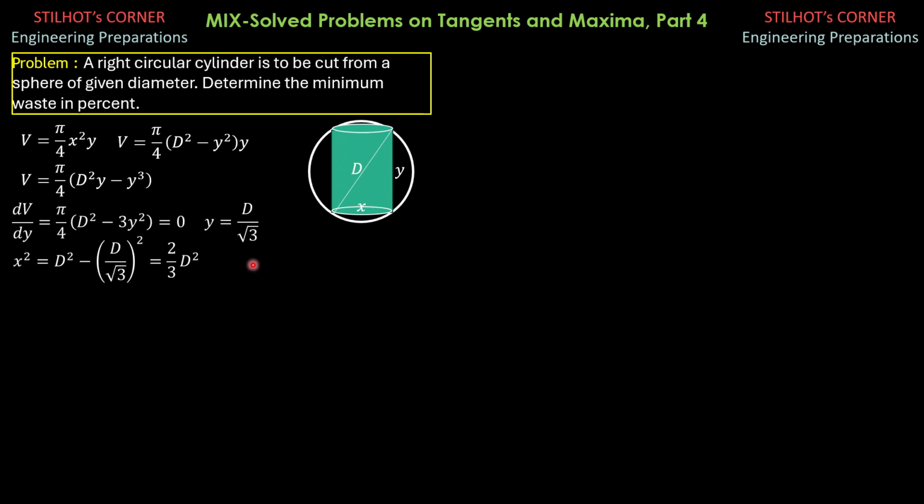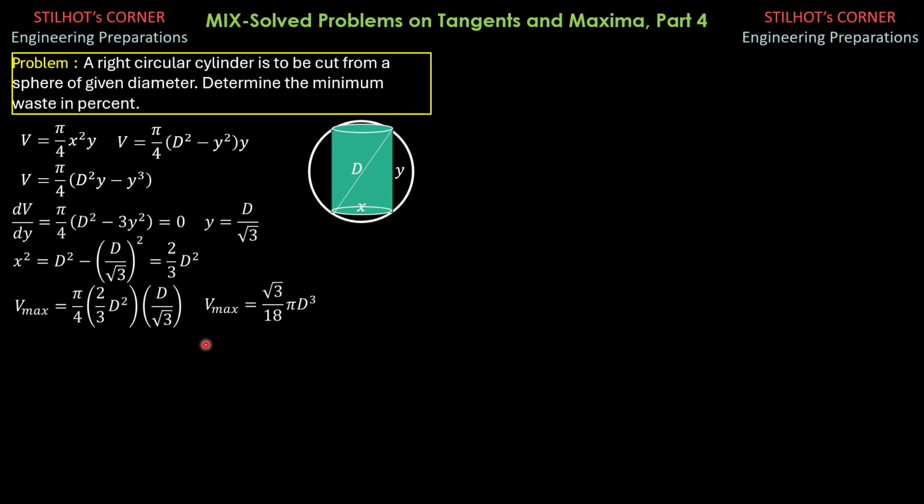and that is 2/3 of d squared. The maximum volume of the right circular cylinder, therefore, is obtained by substituting into this equation, where x squared is 2/3 d squared and y is d over square root of 3. So Vmax is pi over 4 quantity 2/3 of diameter squared times diameter over square root of 3, and it is equal to square root of 3 over 18 pi diameter cubed.